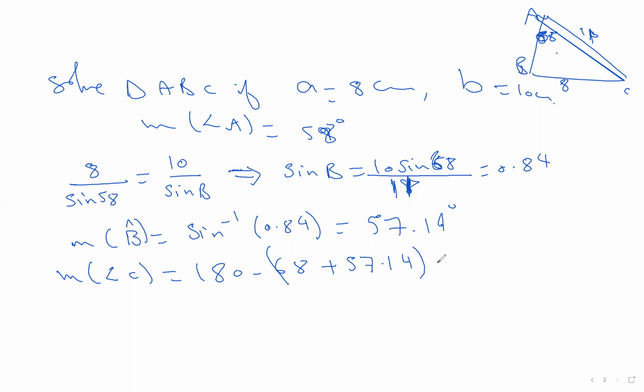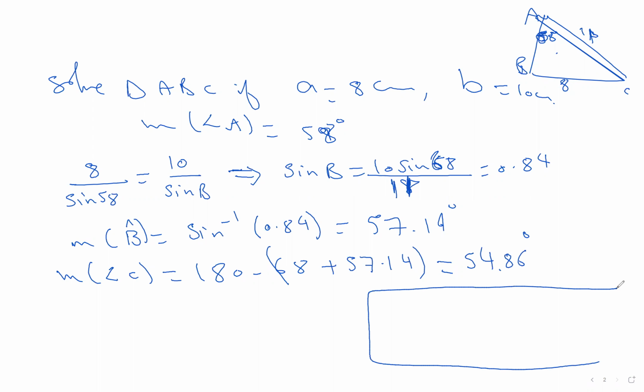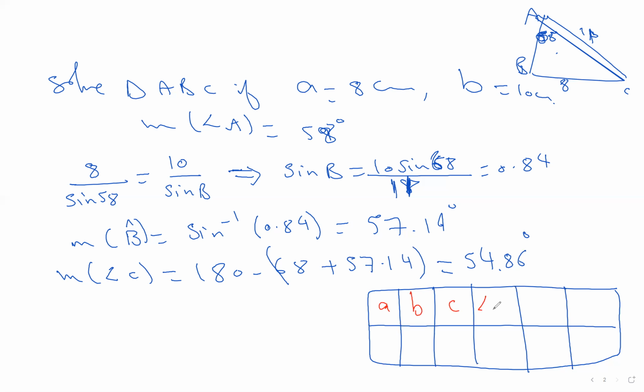So the measure of angle C will be 54.86 degrees. Okay. Do you have six items or five items until now? We have found five of them. We need a, b, c and angle A, angle B, angle C.